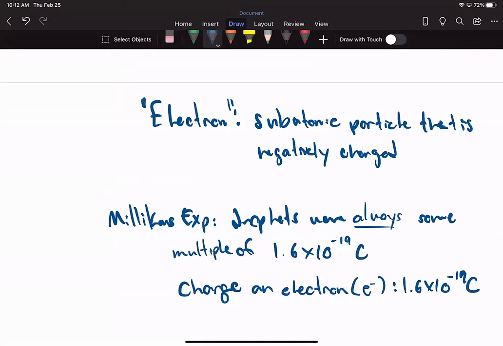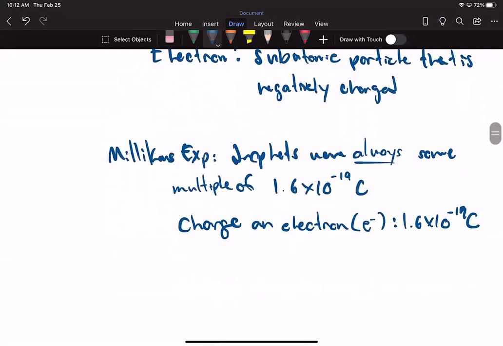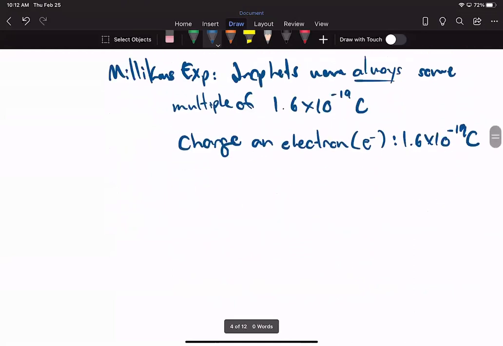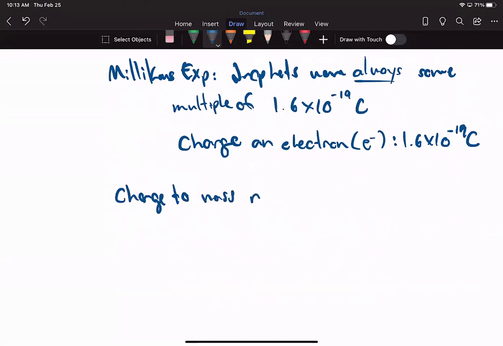Okay. So based on the research of Millikan and Thomson, they were actually able to come out with the mass, because again, the mass to charge ratio. So this is what we call the charge to mass ratio of an electron, based on Thomson's research here. So based on his research it was 1.759 times 10 to the 11 coulombs per kilogram.